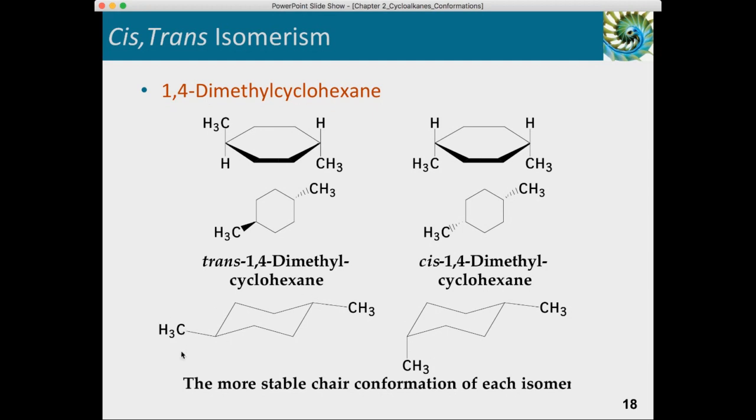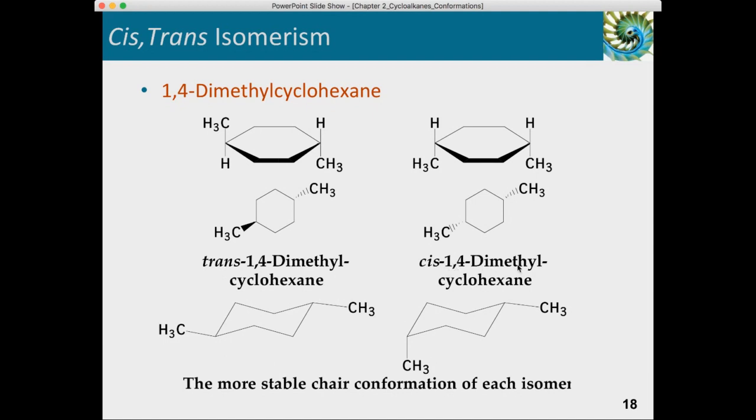So the most stable conformation for trans-1,4-dimethylcyclohexane is the trans isomer, in which both groups are in equatorial position.